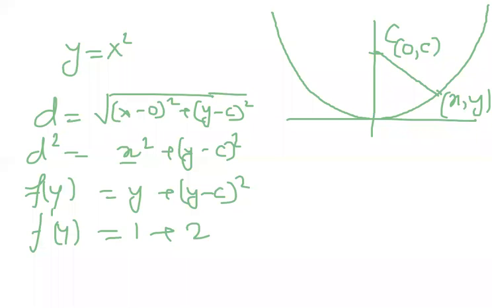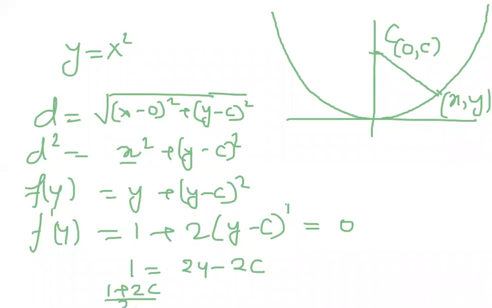Now it will be 2y minus c whole power 1. F dash y we will put equals to 0. It will become 1 is equals to 2y minus 2c. This is power 1, okay, not differentiation. 1 plus 2c upon 2 will be equals to y. So the value of y is with us.